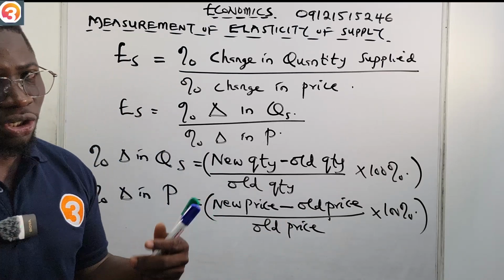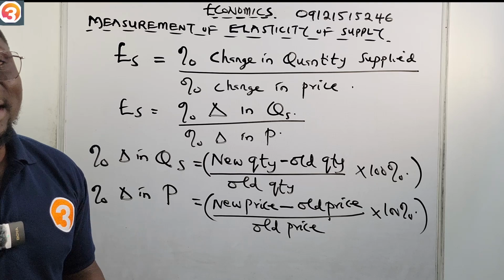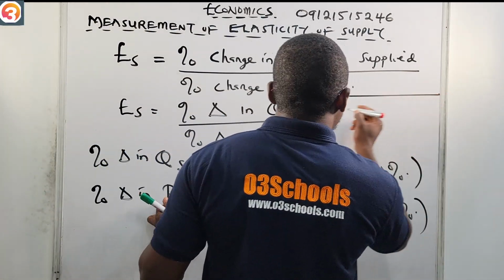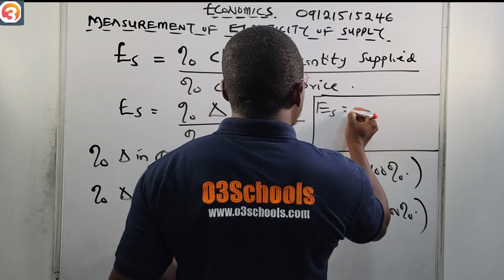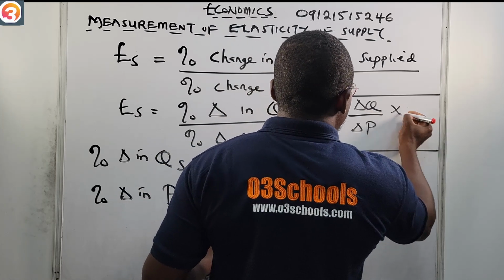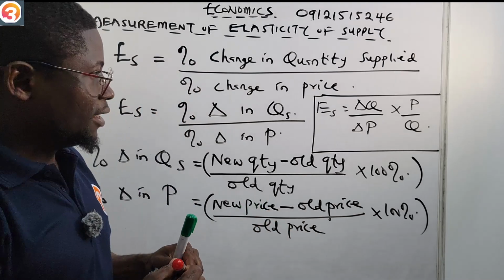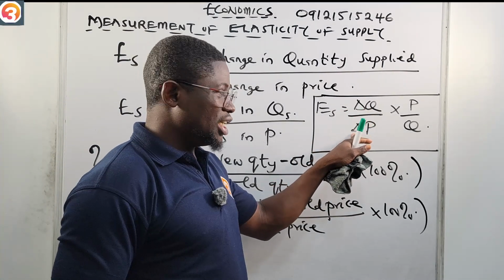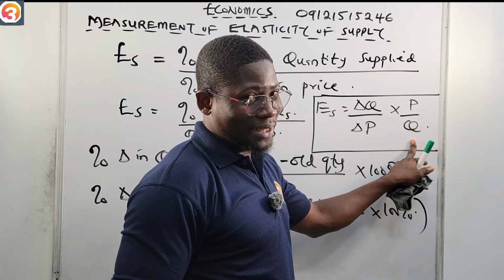There's also a shorter formula that we can use to calculate the elasticity of supply, and that one is very easy. That shortcut formula, I'm going to use it also. ES is change in quantity supplied over change in price, then times price over quantity supplied. This one is change in quantity supplied. This one is change in price. This one is old price. This one is old quantity supplied. Please take note of it.